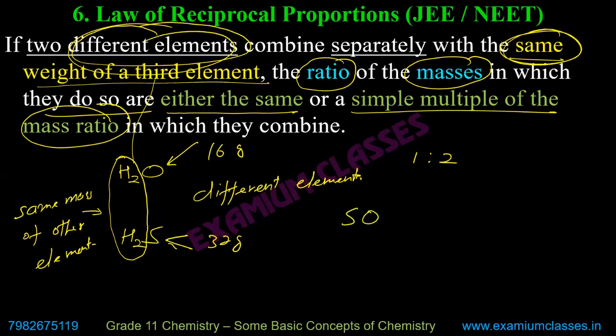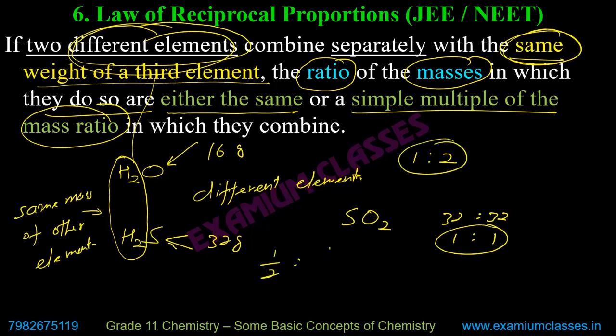So that's what we have seen in SO2. It is 32:32. That is 1:1. And 1:1, if I compare with this one, 1/2:1/1, we have simply 1:2.